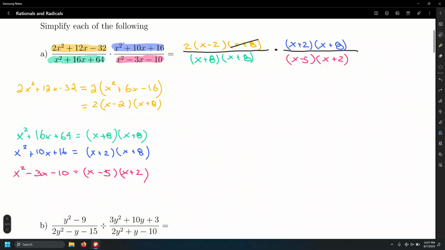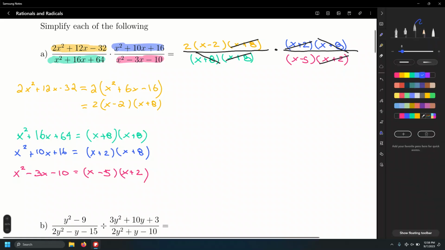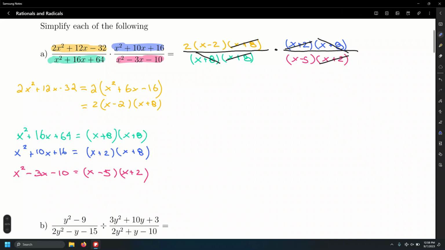However, we have this x plus 8 with that x plus 8, and then another x plus 8 with another x plus 8 that divide out. And then we have this x plus 2 right here with the x plus 2 in the denominator, and nothing else reduces even further. So in this case, that's going to be 2 times the quantity x minus 2, and then the whole thing divided by x minus 5. And that's our final answer.